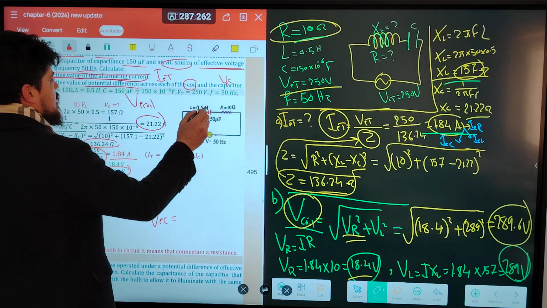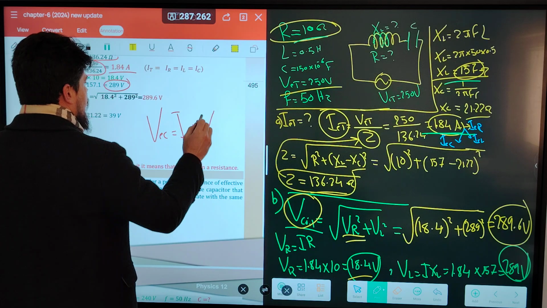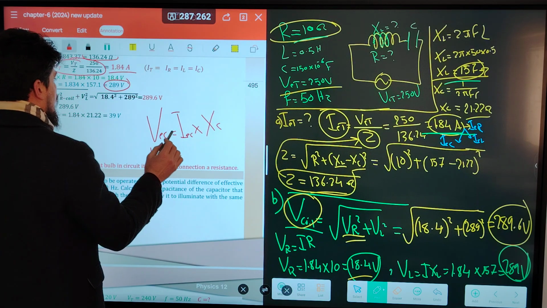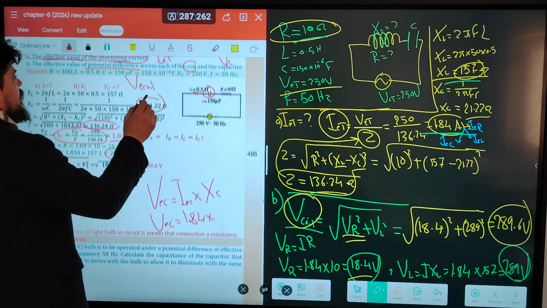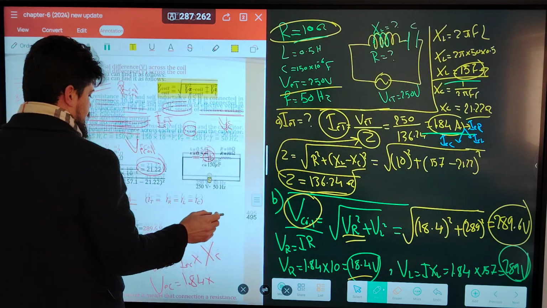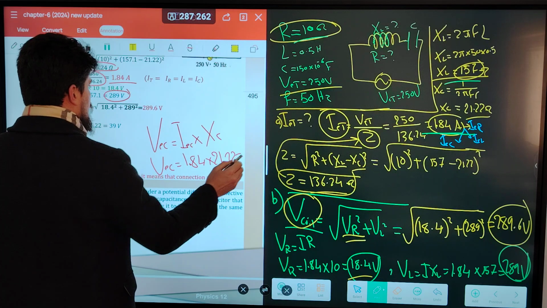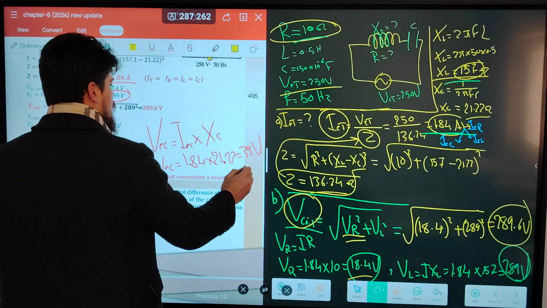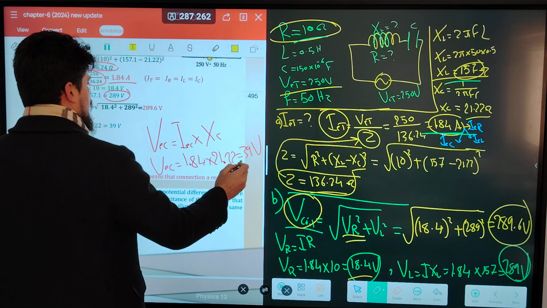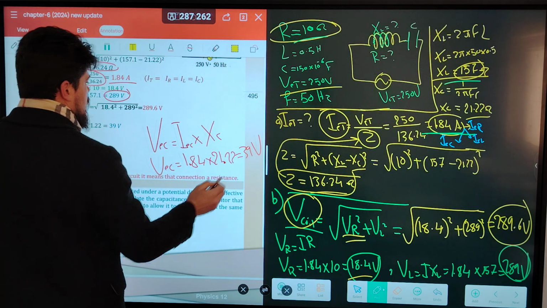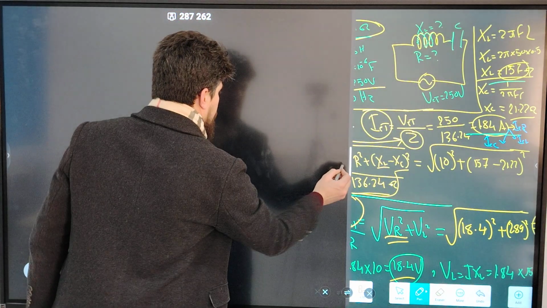VEC across the capacitance, we use IEC times XC. I is still 1.84. XC, we didn't have, but we found here 21.22. Which is equal to 39 volt. This is V across the capacitor. This question is a very good question.